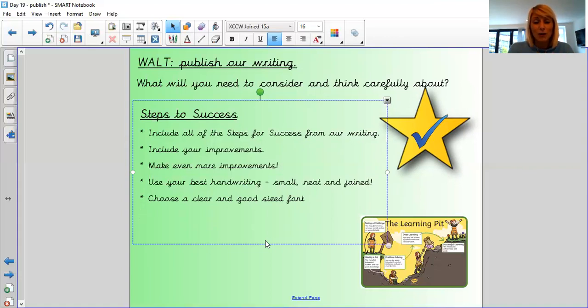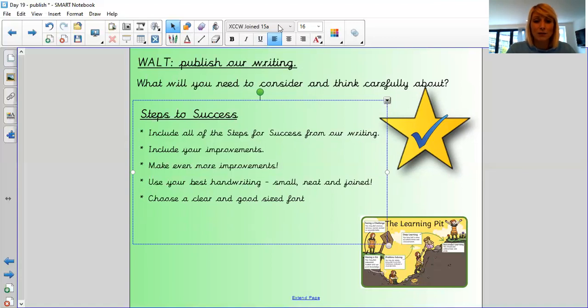So usually when you're typing, I would say a font around size 12 or maybe 11 is perfect, okay? So try to pick a font size around that, 12 or 11, possibly 14, but no bigger than 14. But also make sure it's a clear font. So I know there's some really lovely fonts on Word and on Publisher, but don't pick a font that's really hard for people to read. Make sure they can read it.